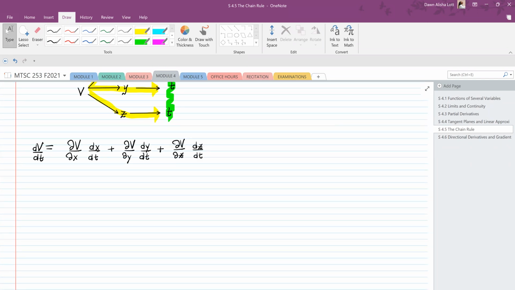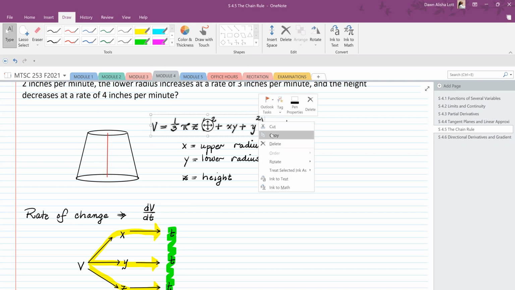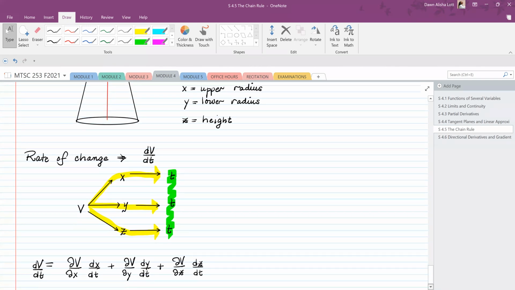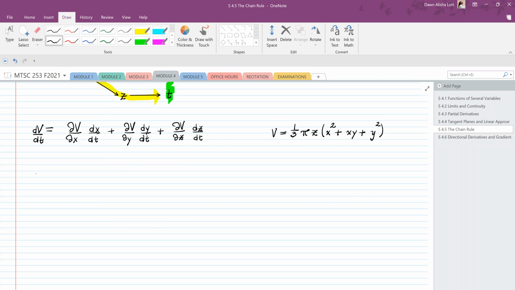Okay, so now we need to find these partials. Okay, so my V is up here. I need to move it. Okay, so here's V. So I'm just going to move it down here just so I have it. Okay. So now I need to find the partial of V with respect to x. All right, so what's the partial of V with respect to x?